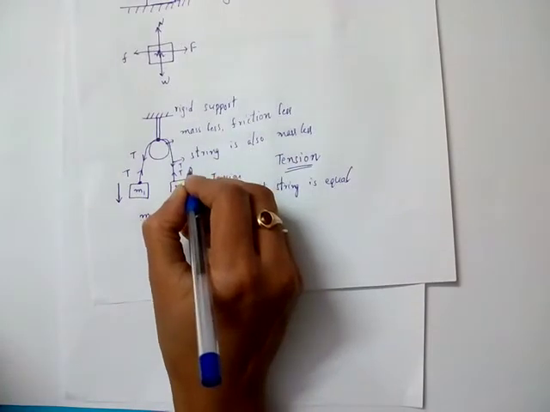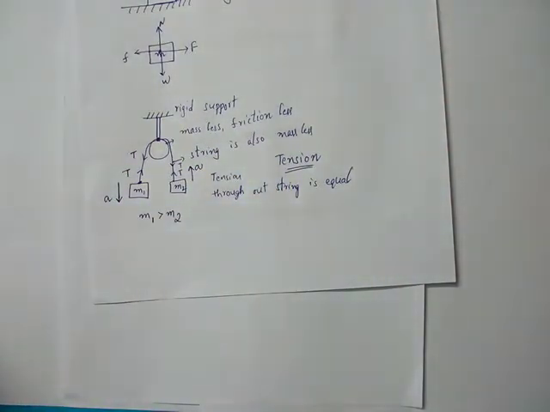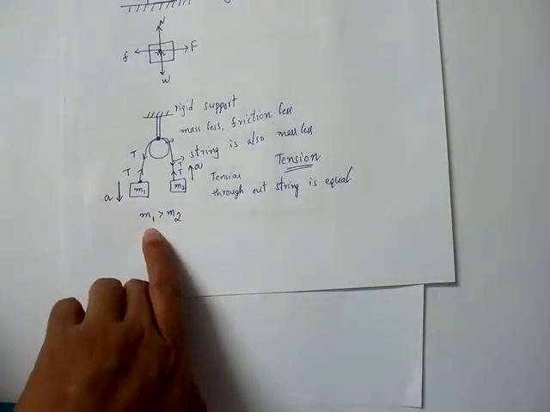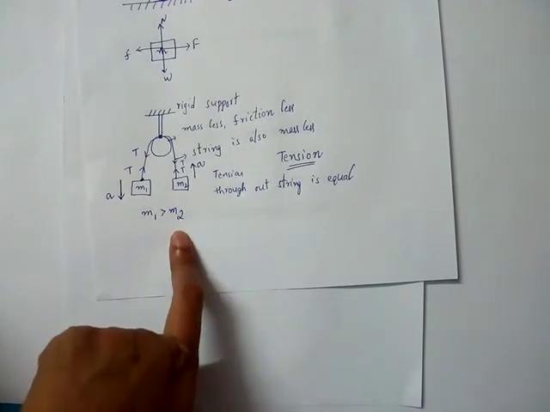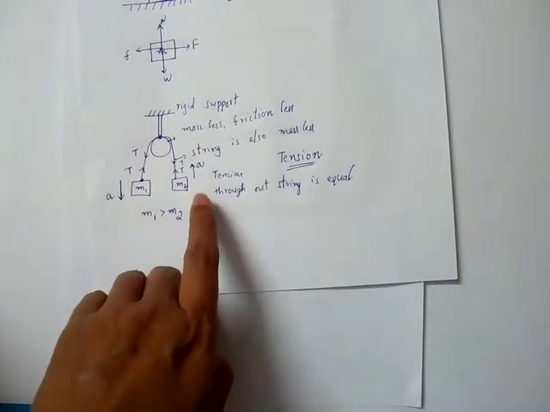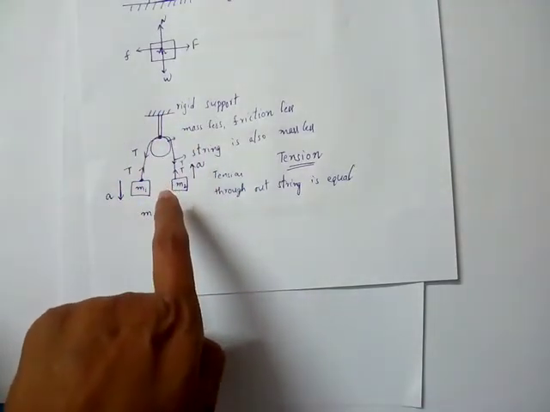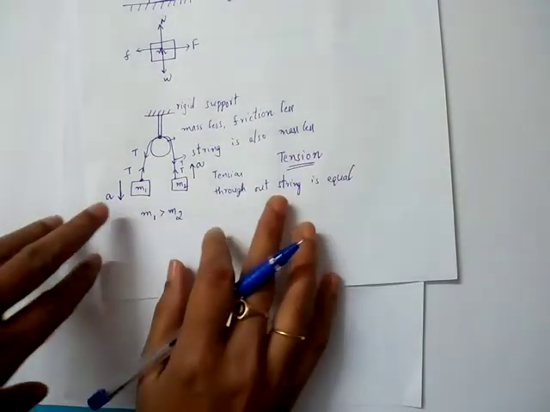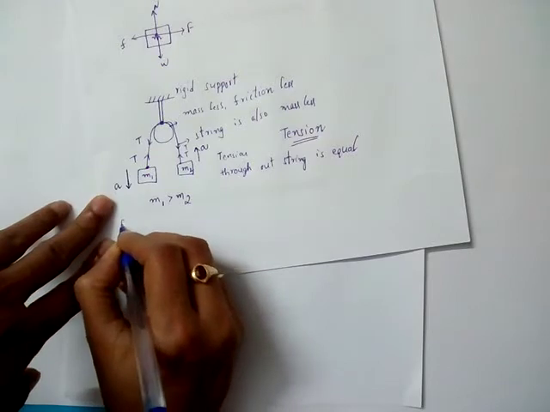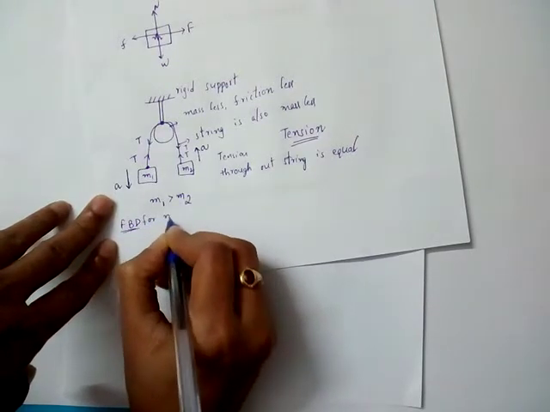So here if I consider M1 is greater than M2, that means the acceleration of M2 will be upwards and M1 will be downwards, isn't it? All of you understood? This is very important. As I have considered M1 greater than M2, acceleration of M1 is downwards and acceleration of M2 is upwards when this system is released. Now you have to draw the free body diagram for both M1 and M2 separately. So FBD, free body diagram for M1.